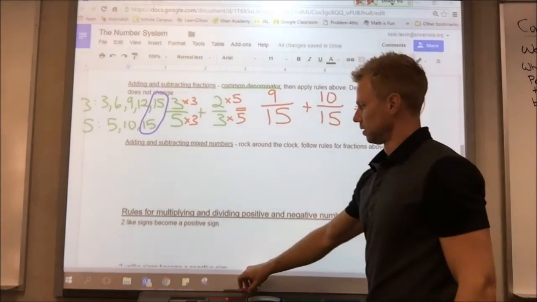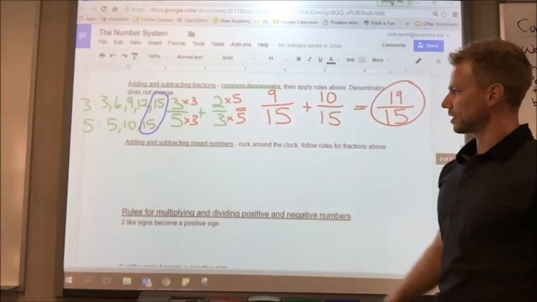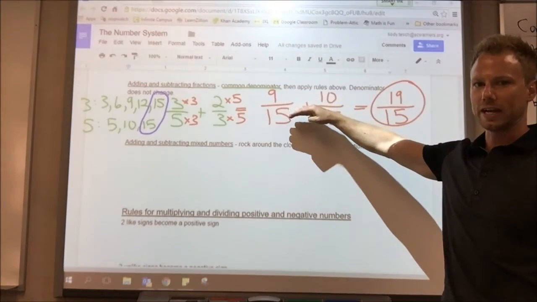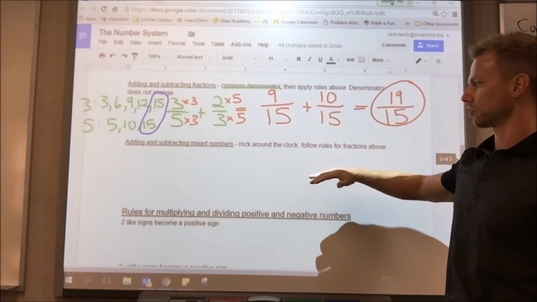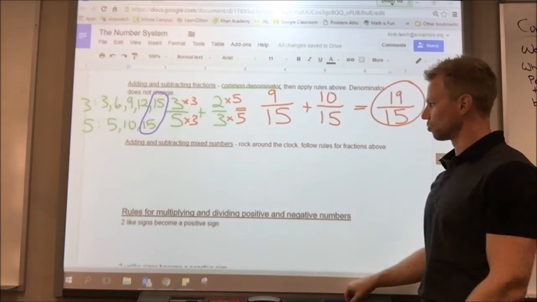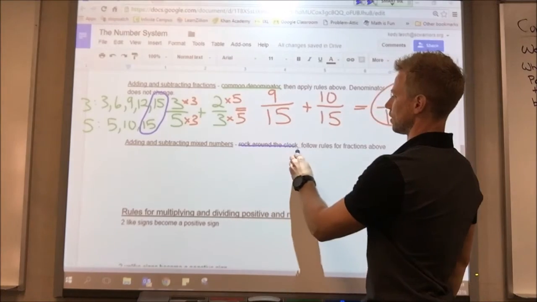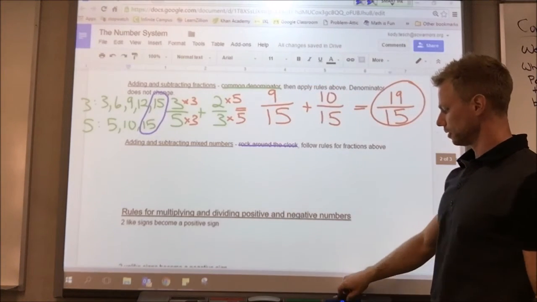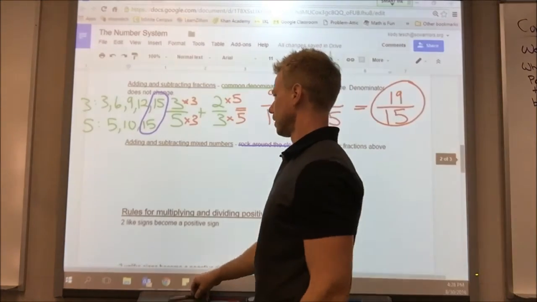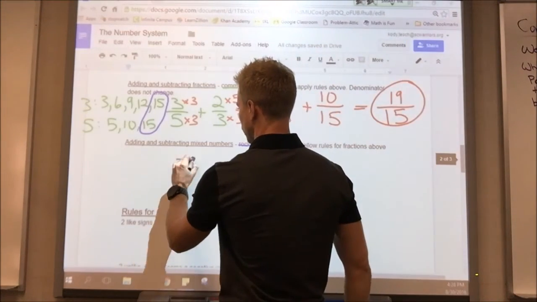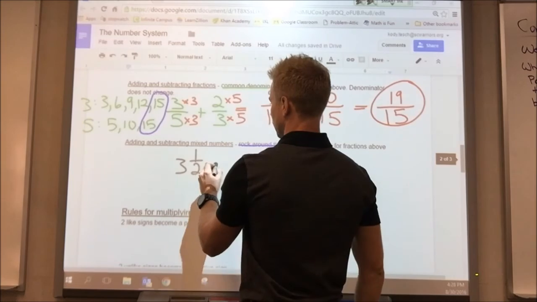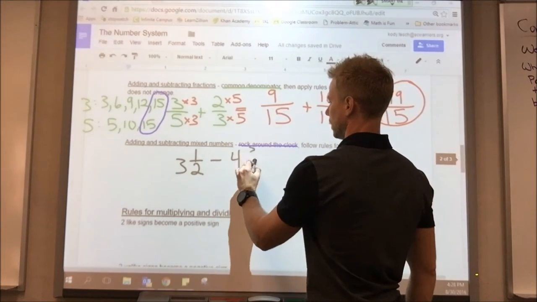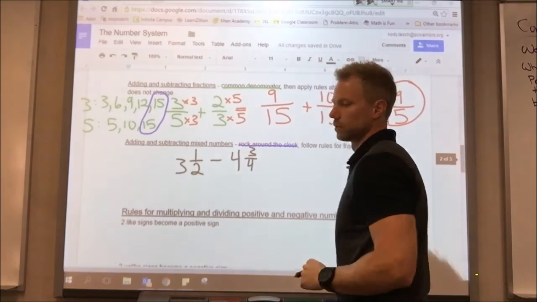Okay? All right, adding and subtracting mixed numbers. Very much the same as just adding the fractions, but we have an extra step. First, we're going to have to rock around the clock and then do the same thing we did up here. Okay, so let's take a look at a couple mixed numbers. Let's say we have 3 1/2 minus, we'll subtract this time, 4 3/4.